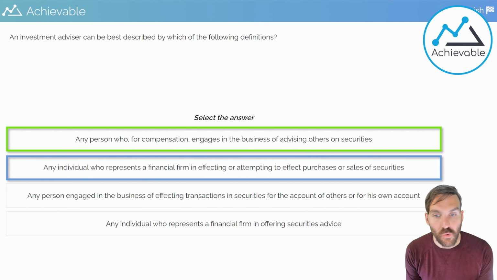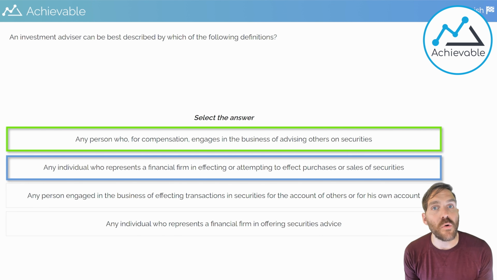Any individual who represents a financial firm in affecting or attempting to affect purchases or sales of securities. The first giveaway here that this is not the answer is actually the word individual. Remember, investment advisors are businesses 99% of the time, and the only exception to that might be that sole proprietorship situation, but that is not there in that second answer.